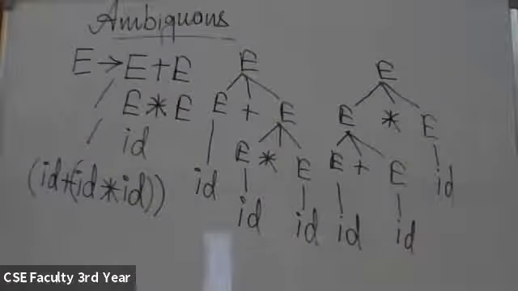So let us see how can we do that. So we will see one by one how we can solve the problem of associativity and precedence.